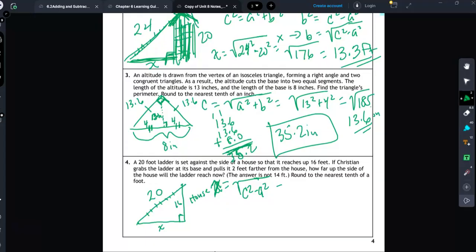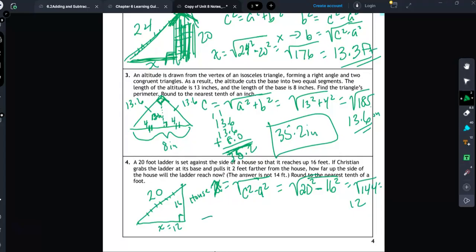Okay, so let's plug those values in. Our c, our hypotenuse, is worth what? 20, yep. And our house is 16, so there we go. So 20 squared minus 16 squared is equal to 144. Is that a perfect square? Yeah. So that equals 12. So initially, it's 12. Now what are we doing?